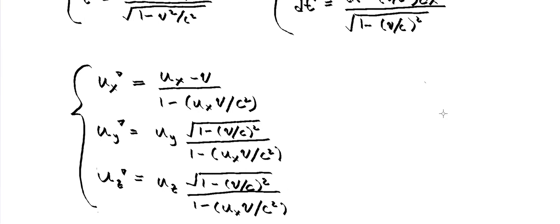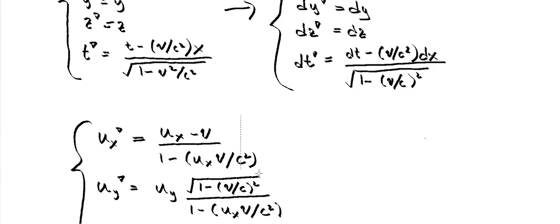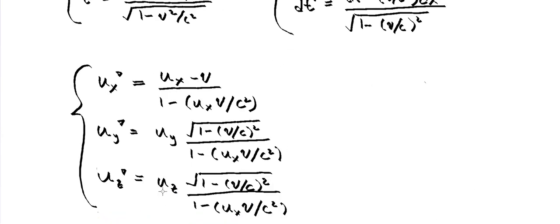So again, try and manipulate your dx prime over dt prime to get the statement that ux prime is equal to numerator ux minus v over denominator 1 minus quantity ux v over c squared end quantity. And similarly for uy prime and uz prime. Let's try and do an example before we call it for the day.